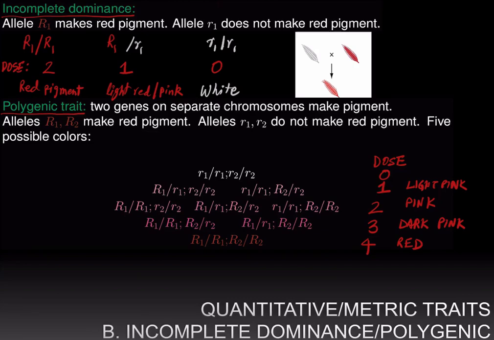So polygenic traits that have incomplete dominance can explain the first difference between quantitative traits and Mendelian traits, namely the fact that the former vary continuously while the latter take on only discrete values. But what about the second difference?